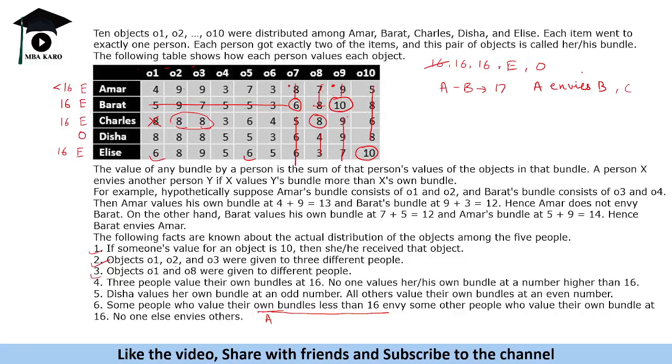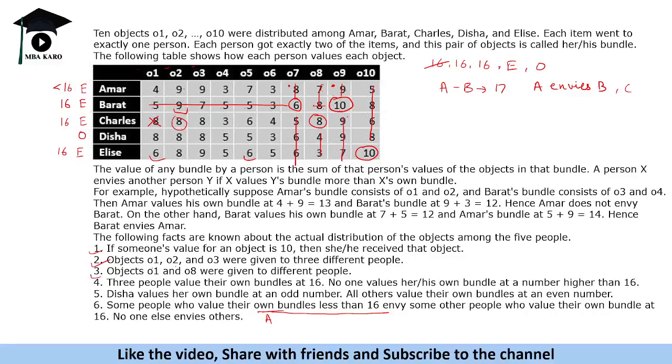That does not hamper, because we are given that a person who rates less than 16 will envy. But others should not envy Charles, right? Amar can envy because Amar is less than 16. Now, if we see B, suppose Charles is given this 8 points.